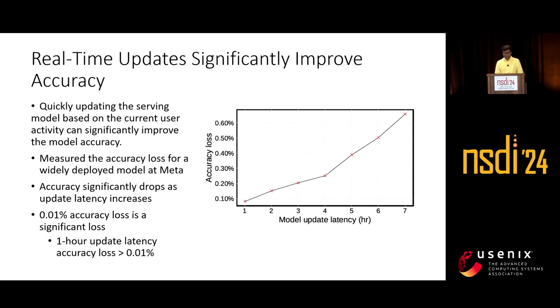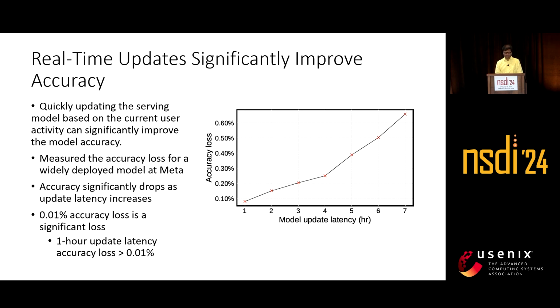Real-time updates to these online models can significantly improve the prediction accuracy. For example, when showing ads to users, if we can quickly update the recommendation model based on the current user activity, it can significantly improve the quality of ad recommendations.